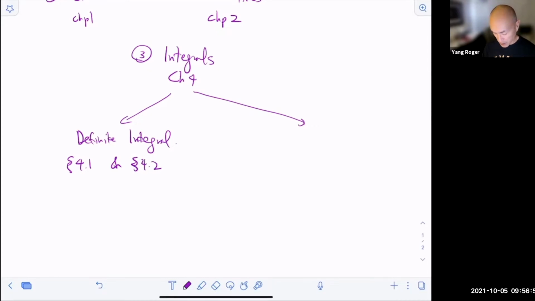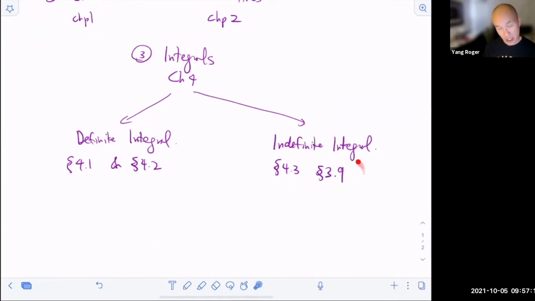The second type is something called an indefinite integral. And for the indefinite integral, that's in like section 4.3, section 3.9. So we're going to talk about this stuff next week. Originally, I had planned to do 3.9 earlier, but I ended up rearranging the schedule and delaying that. So we'll talk about that next week. Right now, we're really going to focus on this definite integral situation.